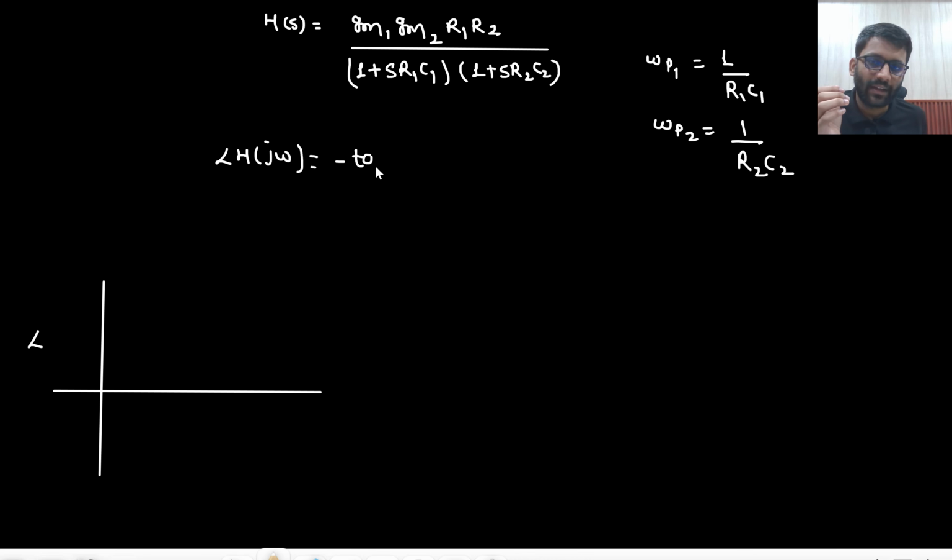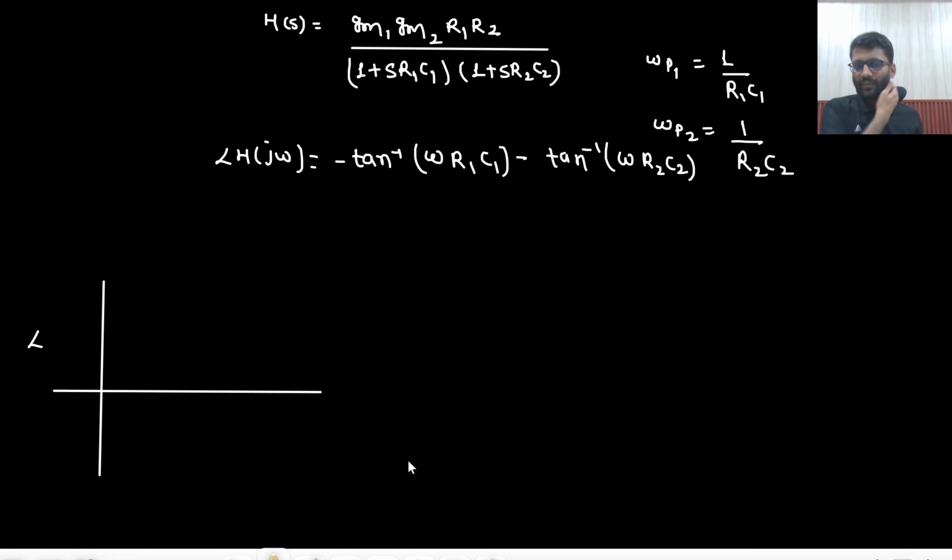That would be minus tan inverse omega R1 C1 minus tan inverse omega R2 C2, right? First, let's do the phase plot of only minus tan inverse omega R1 C1. What if I say that omega is very much lesser than 1 by R1 C1? Omega is a very small value. If omega is a very small value, that means this would be nearly approximate to 0, and tan inverse 0 is 0 degree.